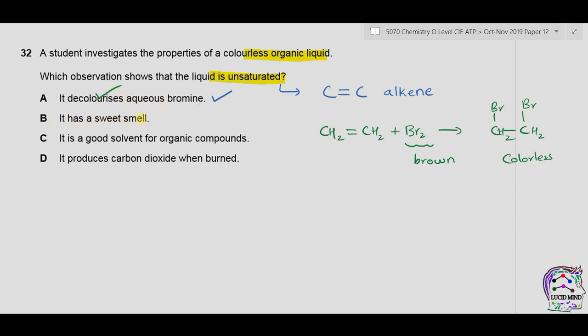B. It has a sweet smell. Now alkenes do not have sweet smells. Actually esters are the ones that have a sweet smell. C. It is a good solvent for organic compounds. Now this has nothing to do with unsaturation because saturated compounds can also be used as solvents. D. It produces carbon dioxide when burned. Also, saturated compounds can produce carbon dioxide when burned, so this is not a true statement for unsaturation. The correct answer is therefore A.